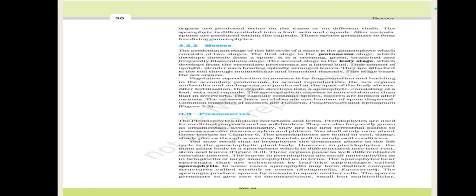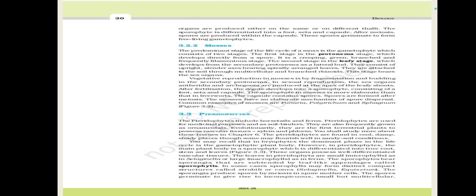The sporophyte is differentiated into a foot, seta, and capsule. After meiosis, spores are produced within the capsule. These spores germinate to form free-living gametophytes.